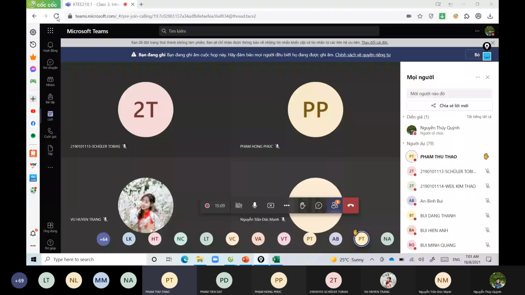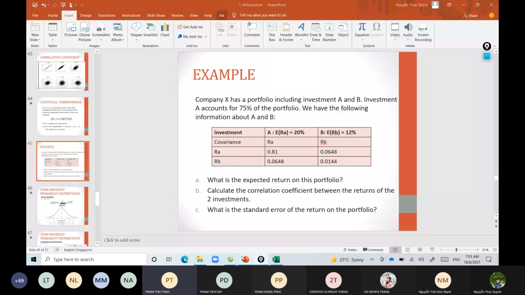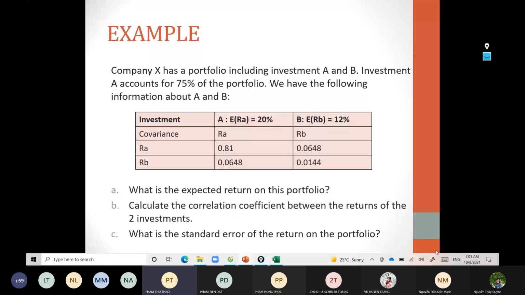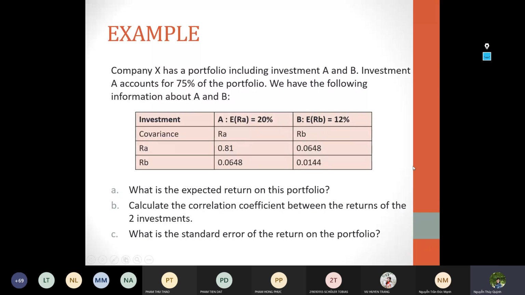Okay, so question B. The correlation coefficient equals the covariance between RA and RB, divided by... Okay, so question B, just wait a minute. Question B: you are asked to calculate the correlation coefficient between the returns of the two investments.